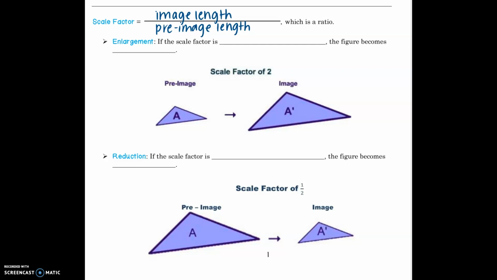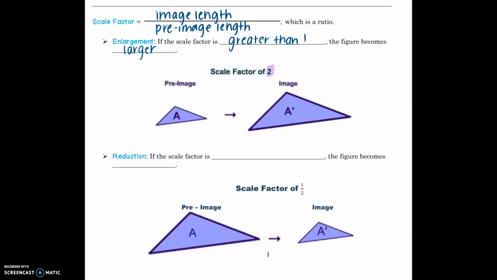In an enlargement, if the scale factor is greater than 1, the figure becomes larger. As you can see, with a scale factor of 2, the pre-image is smaller than the image. The triangle gets larger.